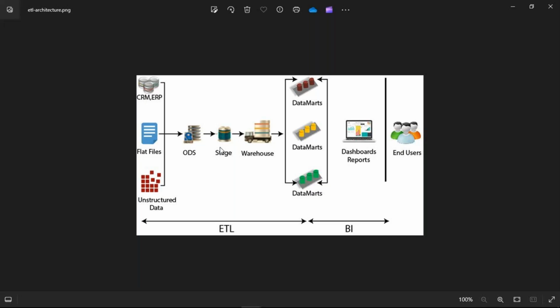Because we'll perform transformation and testing on the staging area. So we cannot perform transformation on the source side, right? We perform transformation on the staging side. So this is the staging area, and this is the data warehouse. Once after transformation, we'll move that data to the data warehouse. So this is the data warehouse where we'll see different data marts.